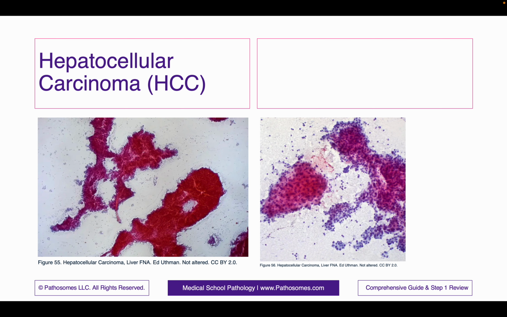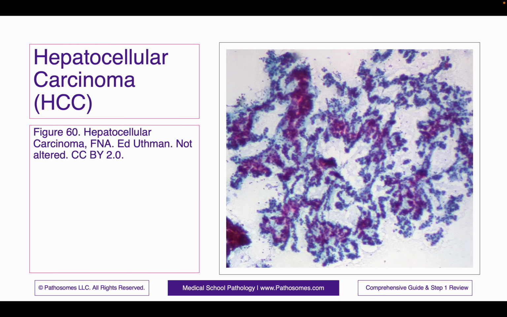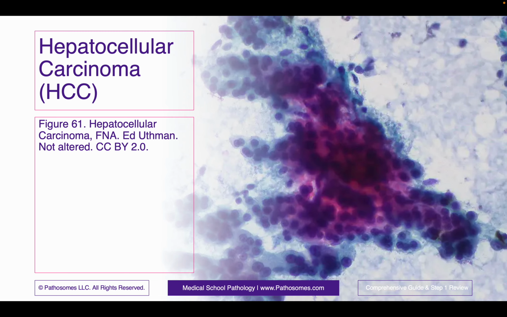Now I'm going to torture you some more with some things that you don't need to know, like FNAs, right? More FNAs. This is a clot section from an FNA. Okay, enough FNAs.